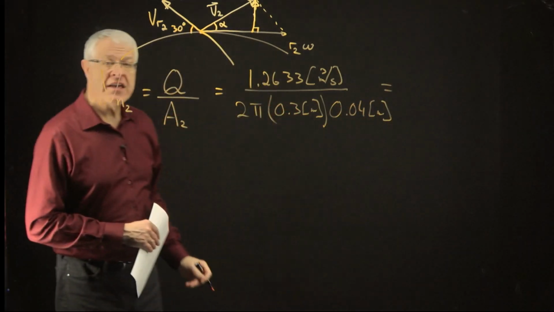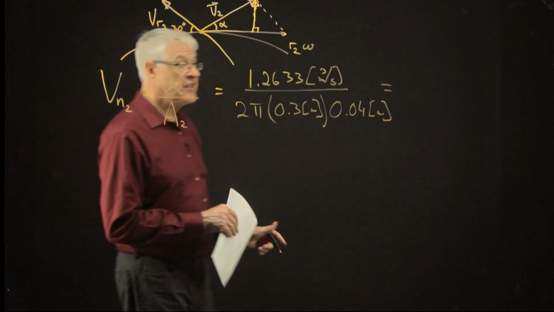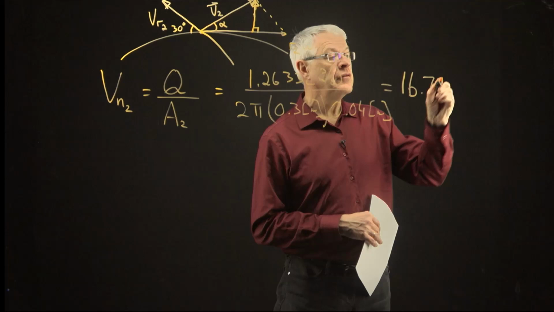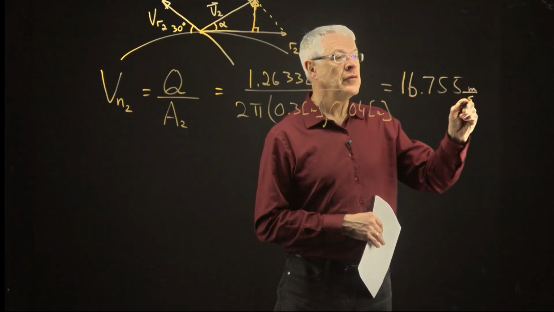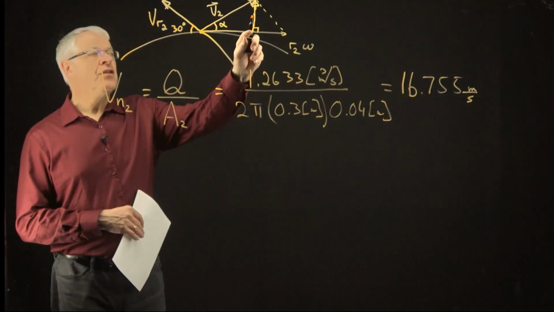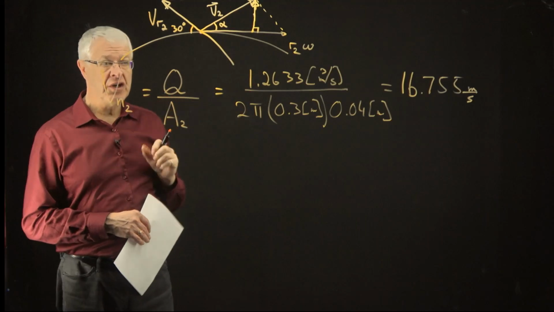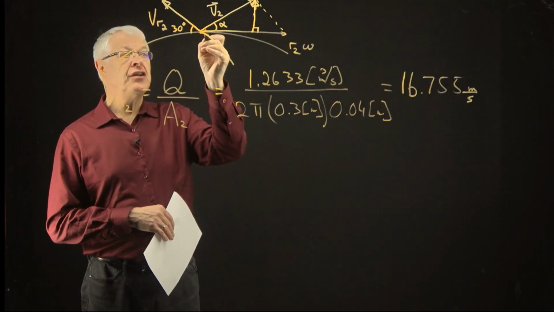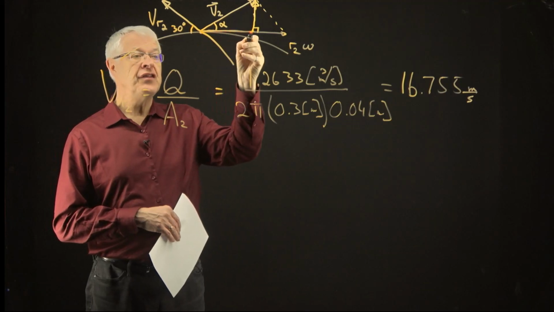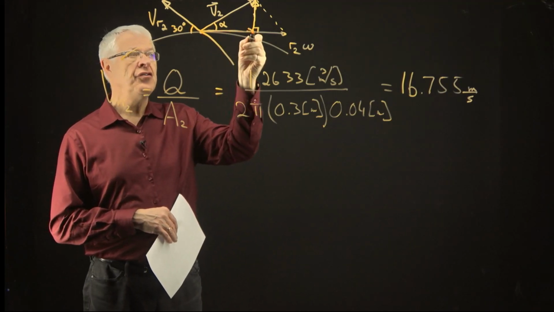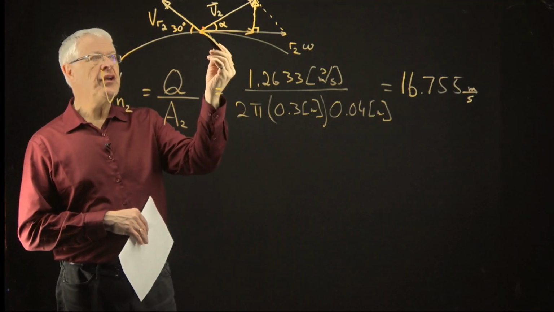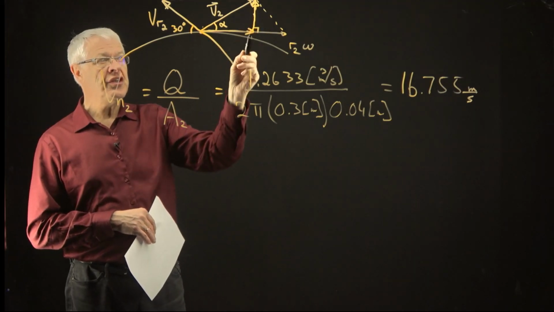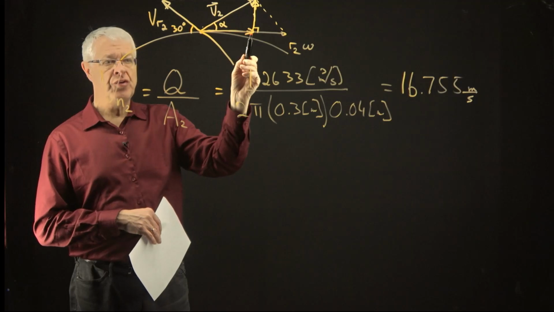So that Vn2 works out to 16.755 meters per second. So that's the normal component of this velocity, all right? Next, we need to get its tangential component. In other words, we need to figure out the length of this line right here, from there to there. So basically, we're breaking our velocity up into a normal component here and a tangential component here.